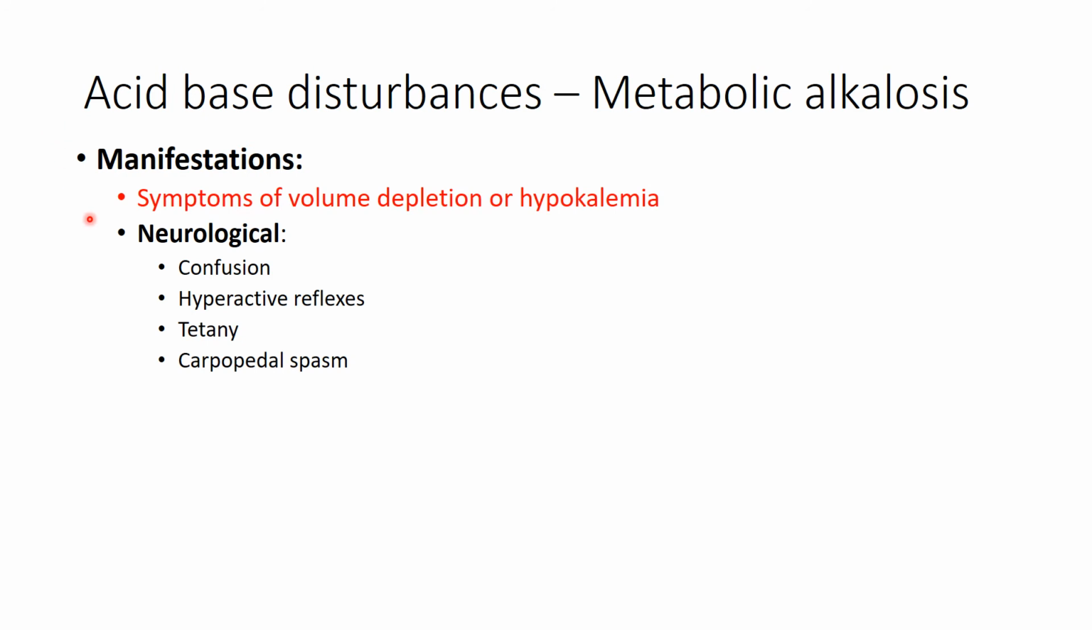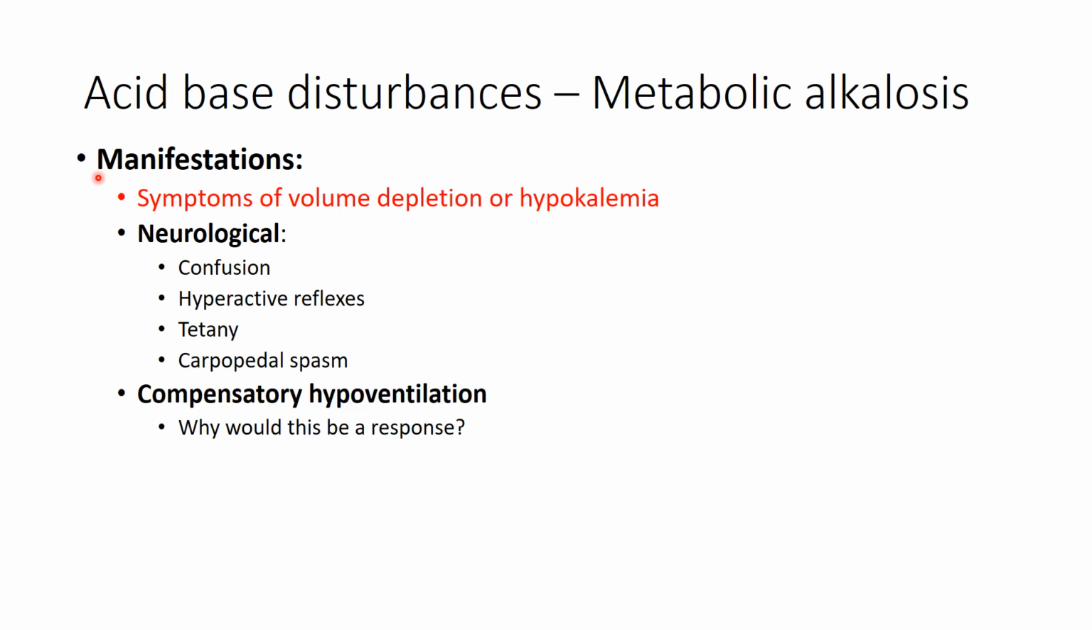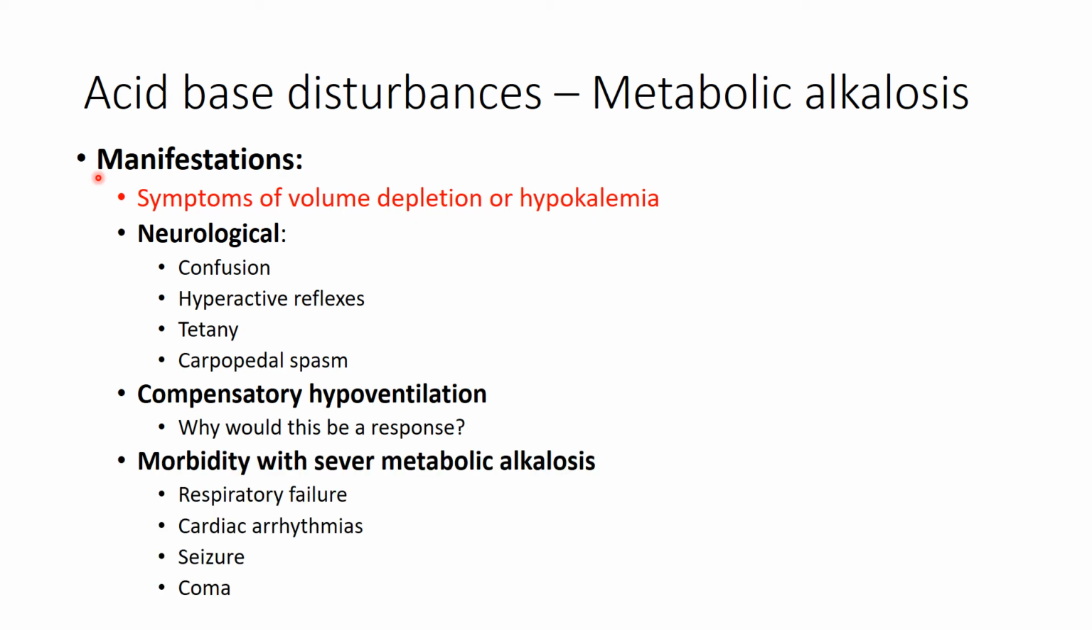Okay, so normally this is going to manifest itself as a dehydrated or hypokalemic state. It's going to result in various neurological problems, including confusion, hyperactive reflexes, tetany, carpopedal spasm. Okay. So compensatory hypoventilation, where we're going to be slowing down ventilation rate, is another way this displays itself. And if metabolic alkalosis is too severe, then we get pretty morbid outcomes: respiratory failure, cardiac arrhythmias, seizure, coma.